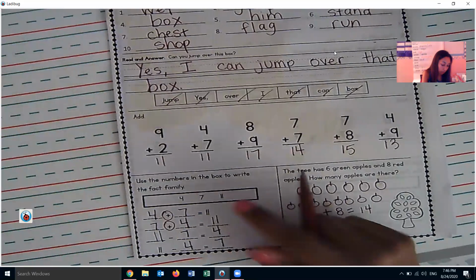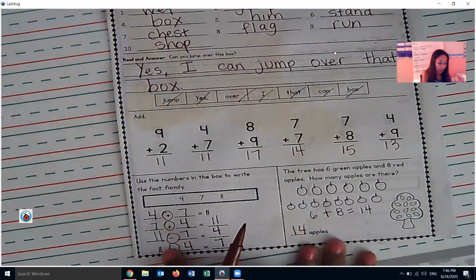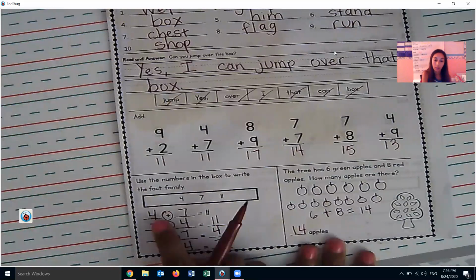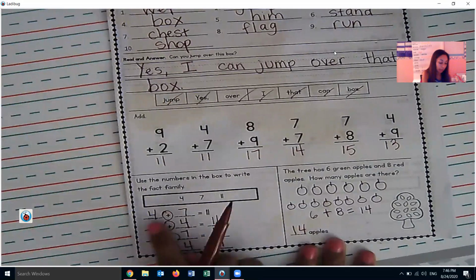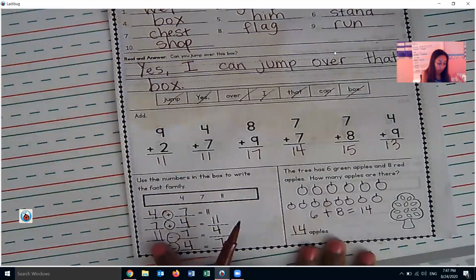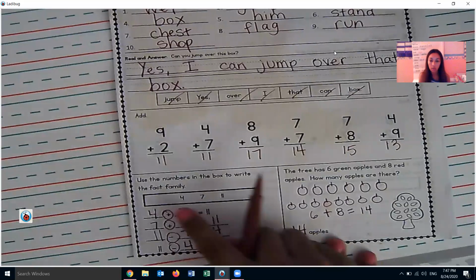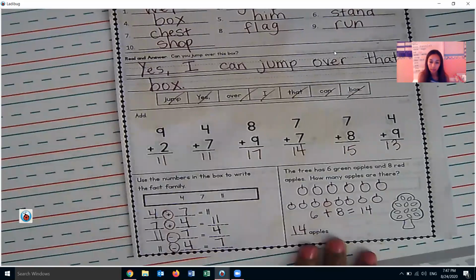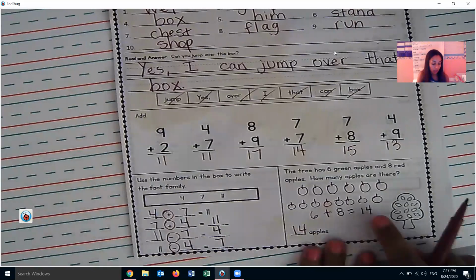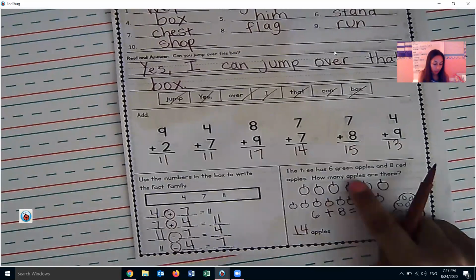For subtraction problems, we write the big number first, and then we just flip-flop the other number. So we have 4 plus 7 is 11, 7 plus 4 is 11, 11 minus 7 is 4, 11 minus 4 is 7. So using these 3 numbers in 4 different ways. The last one on this page is a word problem. So we have this tree has 6 green apples.